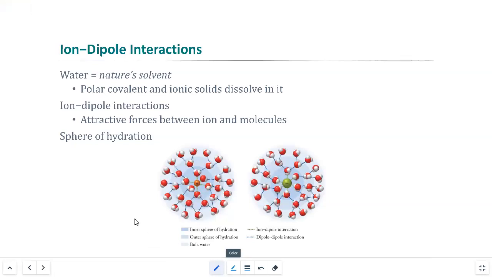Now, there is one other polar interaction here. Where we see this polar interaction is primarily with water. And not just primarily with water, but water that is creating a solution with an ionic compound. It's called an ion-dipole interaction.